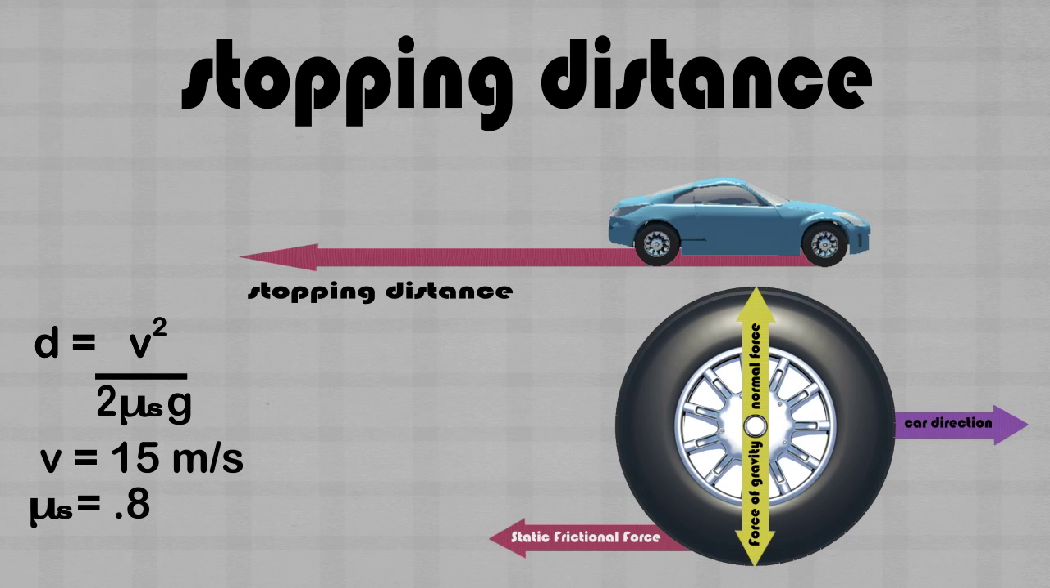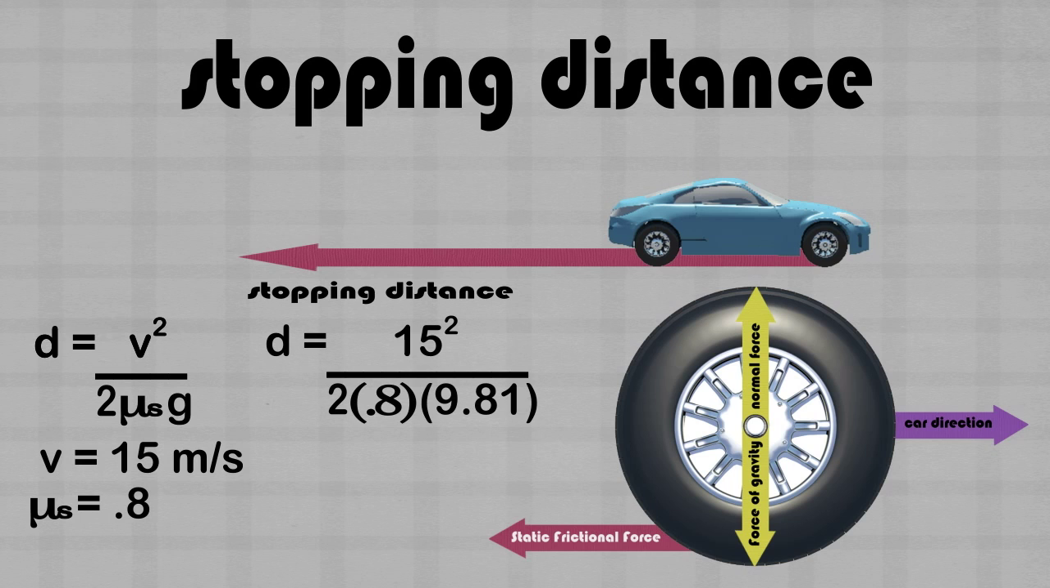Say that the car was traveling at 15 meters per second, and we assume that the coefficient of friction between the road and the tires is 0.8. Plugging these values into the equation, we're able to find that the stopping distance is 14.3 meters.